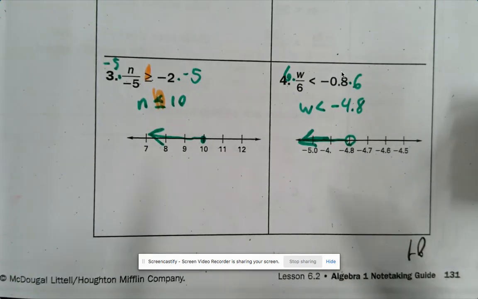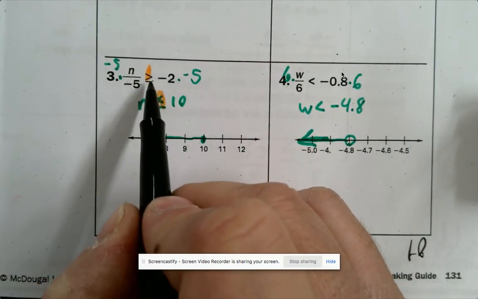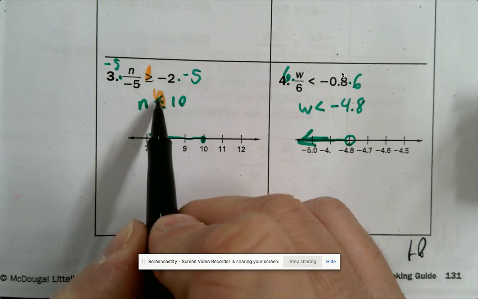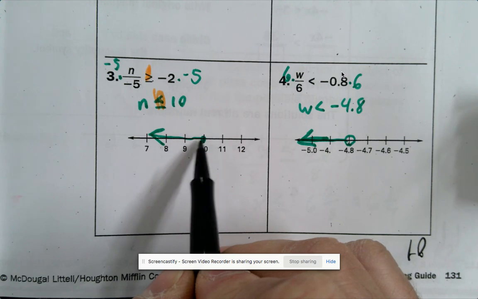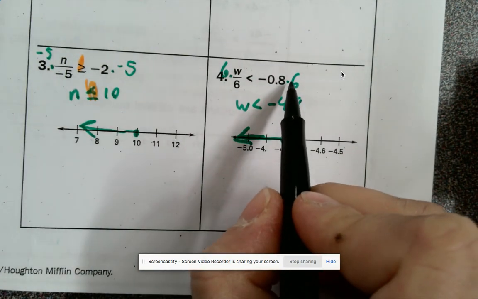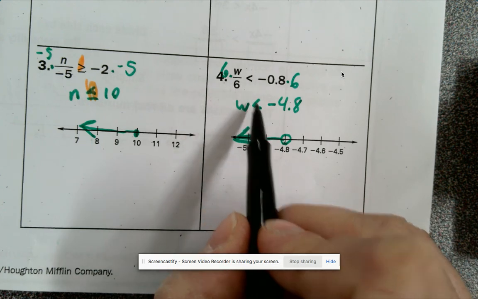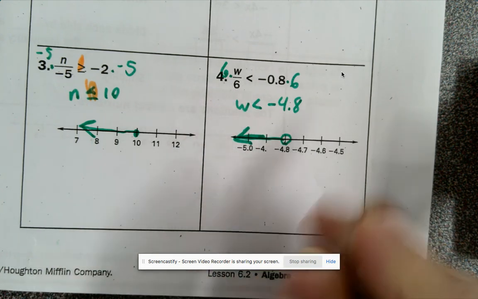Number 3 is another one where you switch the signs, multiply by -5. So it's going to switch from greater than or equal to, to less than or equal to 10, and close out that and go in that way. Number 4, you're going to multiply by regular old 6. This inequality doesn't change, -4.8, and you're going that way.